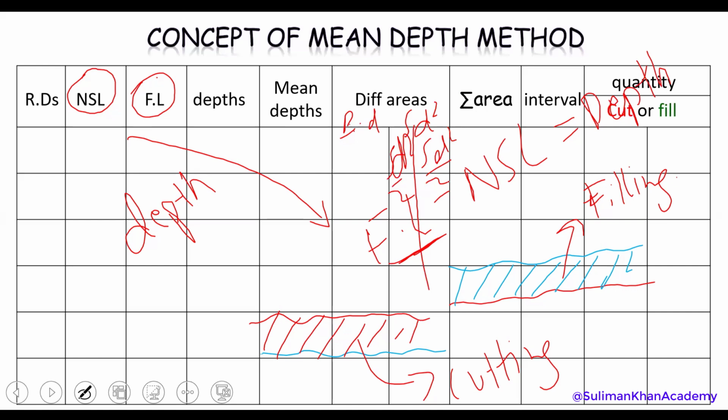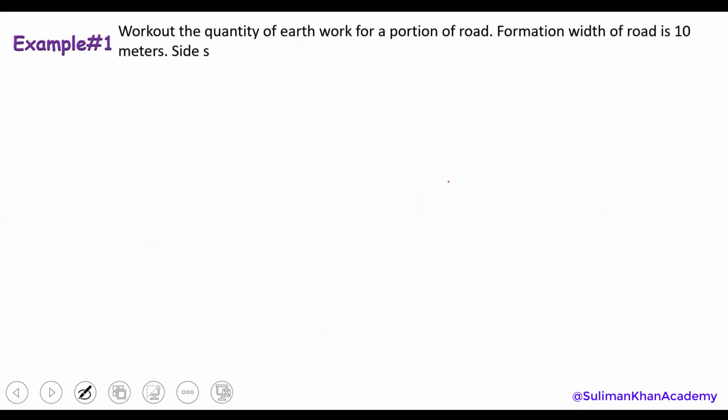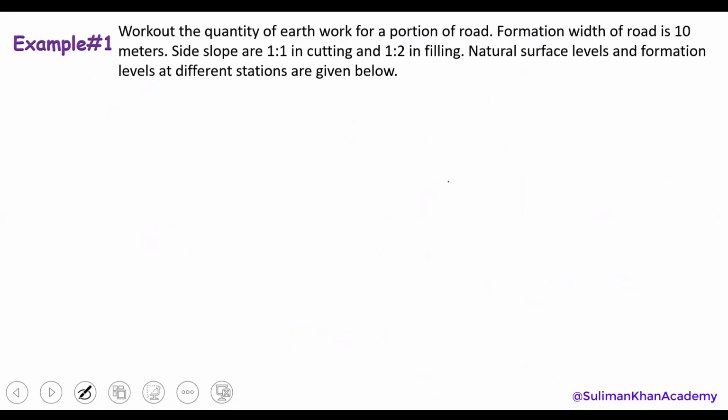Is that clear? Okay, let's just have an example so you guys can understand better. In the same example, we are asked to work out the quantity of earthwork for a portion of road. We have a road whose formation width is just 10 meters, the same thing. But here, the things are very different. The side slopes are 1:1 in cutting. When there is cutting, we will use 1:1 side slope. However, when there is filling, we'll use 1:2 as the side slope. The natural surface level and formation levels at different stations are given below.